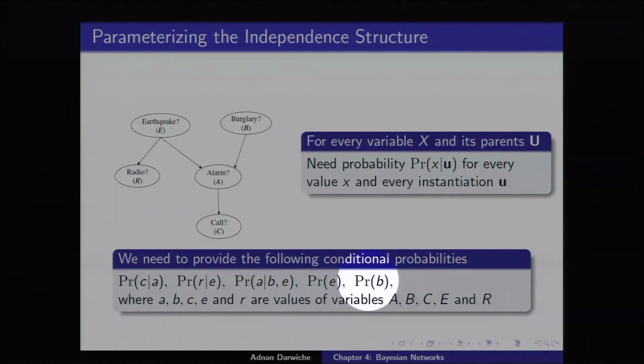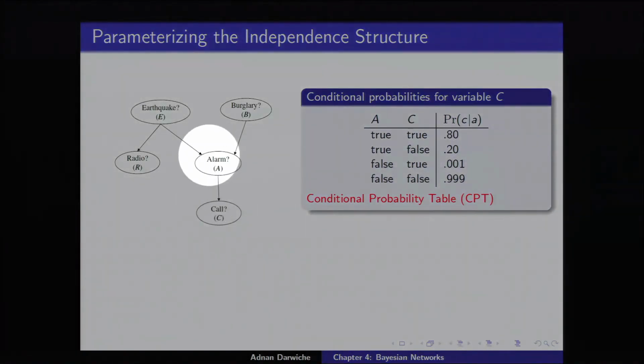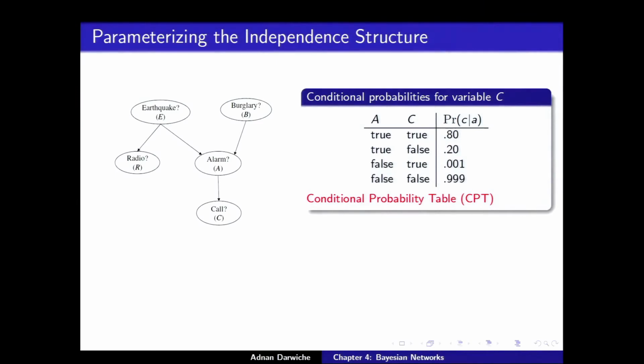Now, the way we do this is by building tables that look like this. For every variable, in this case we're doing it for the variable C, which has a parent A, we build a table that looks like this. This is A, the parent, and this is C, the variable, and these are all possible combinations, and this is the probability of C given A. All right? We call this a conditional probability table. And we can have one of these for every node in the DAG.